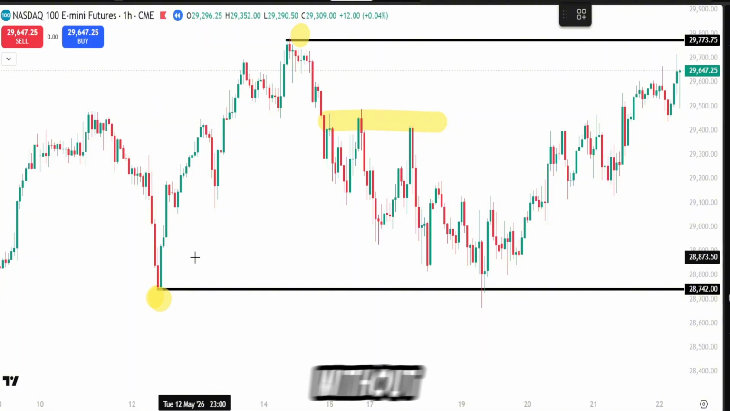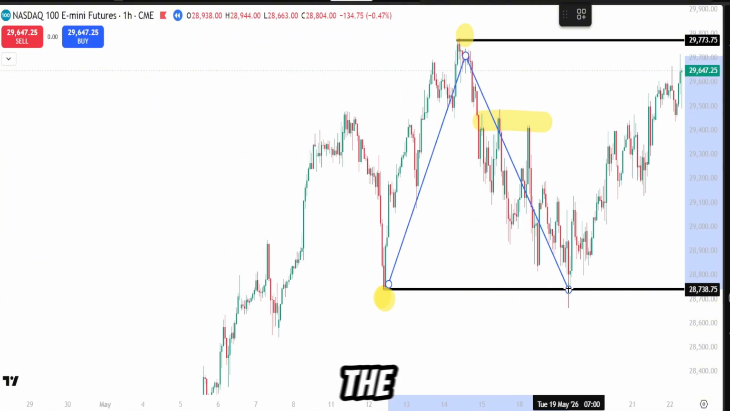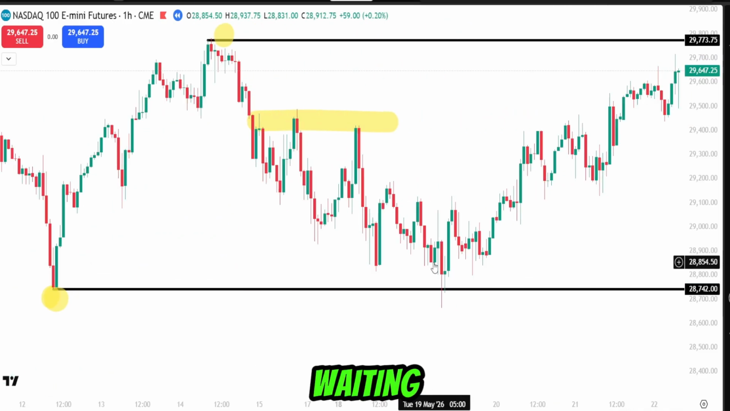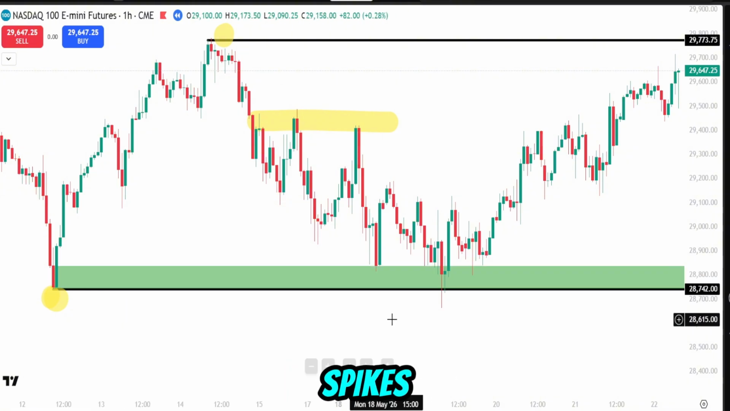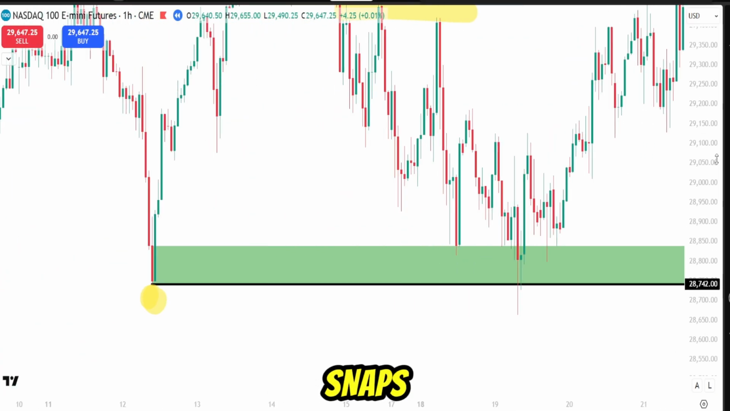Any trader can see without looking hard. Key element number 2, the sweep. The second element is the actual sweep itself. This is what you're waiting to see happen. Price approaches your liquidity zone. Then it spikes past it, just barely, and then immediately, it snaps back.